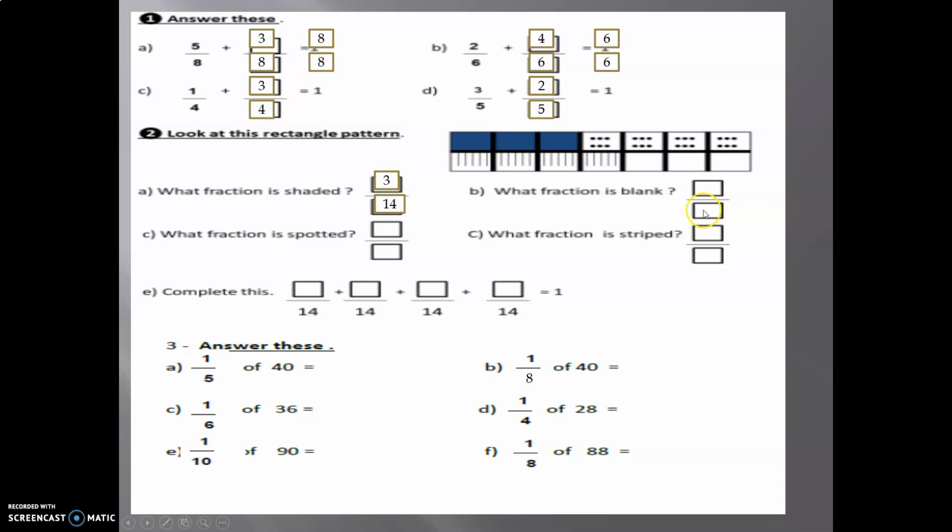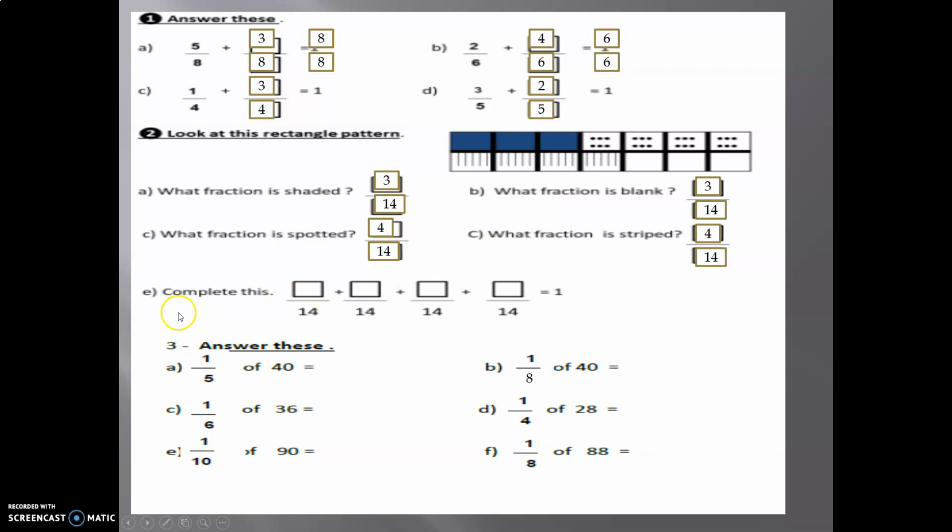B, what fraction is blank? We understand that the denominator is the total equal parts. That's 14. And how many parts out of the 14 are blank? 3 out of 14. Let's go to number C. What fraction is spotted? 4 out of 14. What fraction is striped? 4 out of 14. So now, have we finished our shape? Yes, we finished the fraction for the shaded, the spotted, the striped, and the blank.